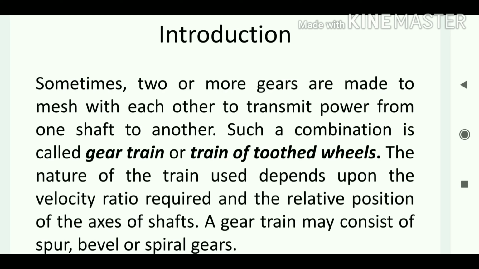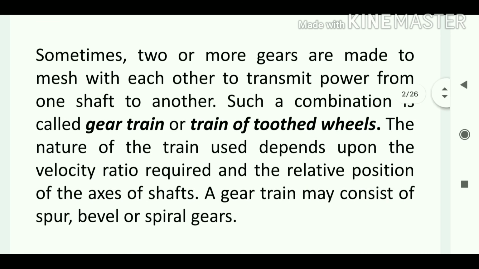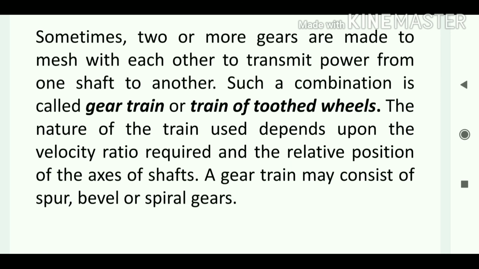The nature of train used depends on the velocity ratio required and the relative position of the axis of the shaft. When the velocity ratio is large, the epicyclic gear train is used. Depending on the shaft position, different types of gears can be used in the gear train. The gear used may be spur gear, bevel gear, or worm and worm wheel. You can use any of these types depending on whether to transmit the power in parallel shafts or inclined shafts.